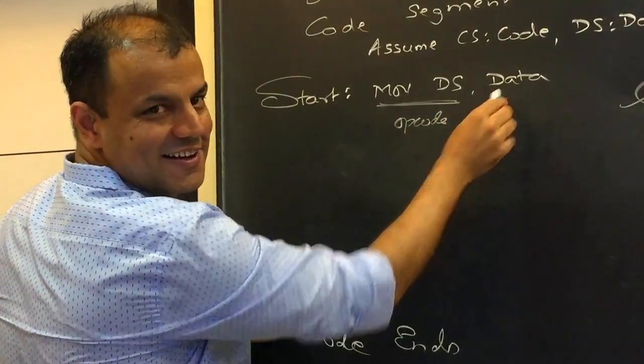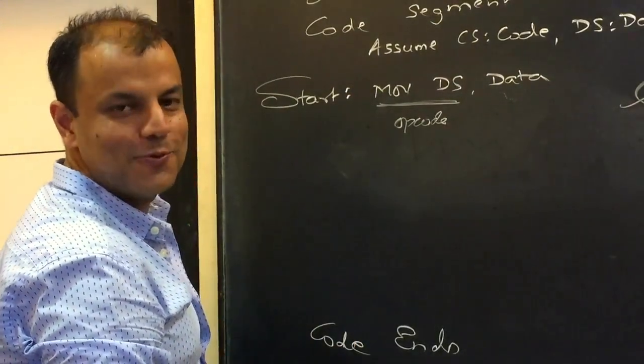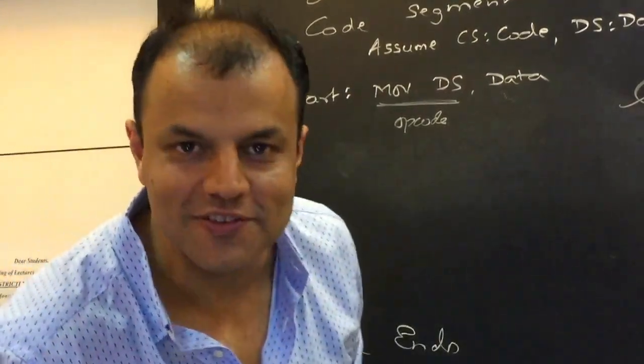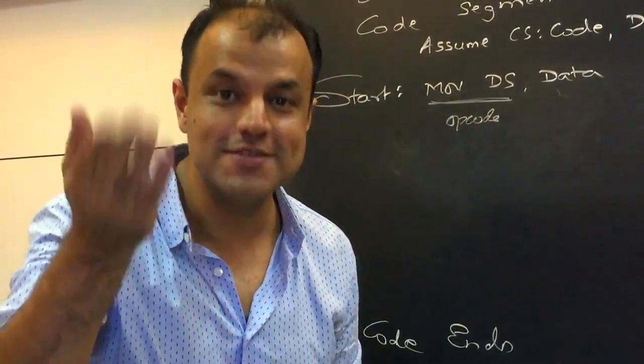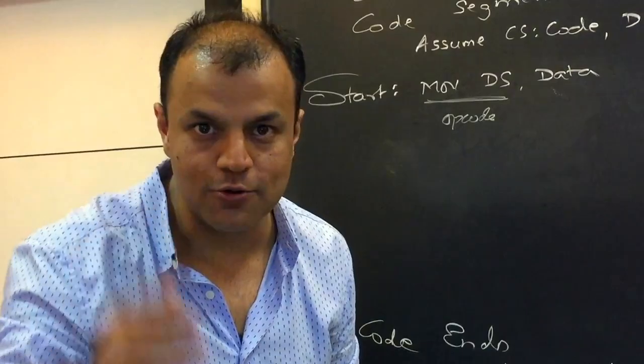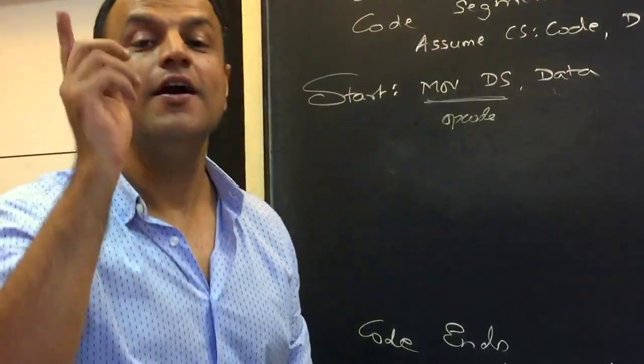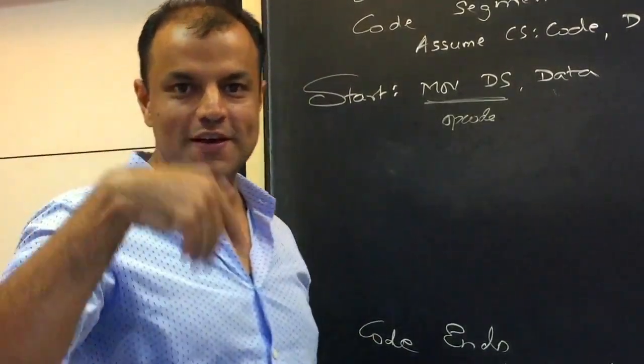For data, please answer. What will the assembler substitute for data? The address, you write. Which address? Yes, say it aloud, let people around you hear, who cares? Which address? Segment address. Say again, which address? Segment address, not offset address.